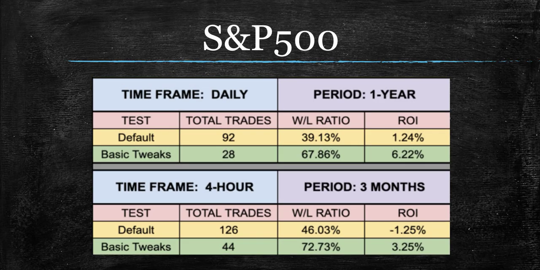Let's go to the S&P. Now, ROI-wise, again, this is actually going to be a little bit better than we've been seeing in the past few months. So that's a good sign. And then we're back to those high win-loss ratios again. You know, over 2 out of 3 trades were winners on both the daily and the 4-hour.